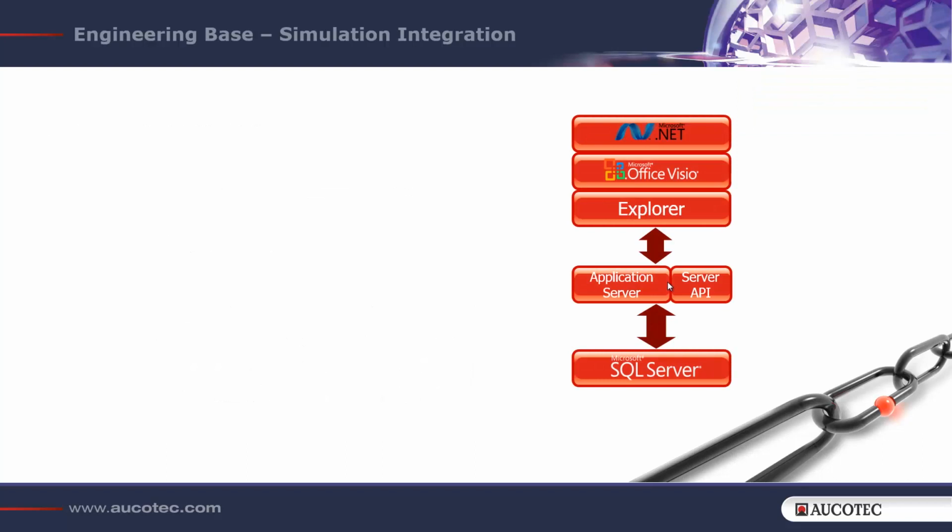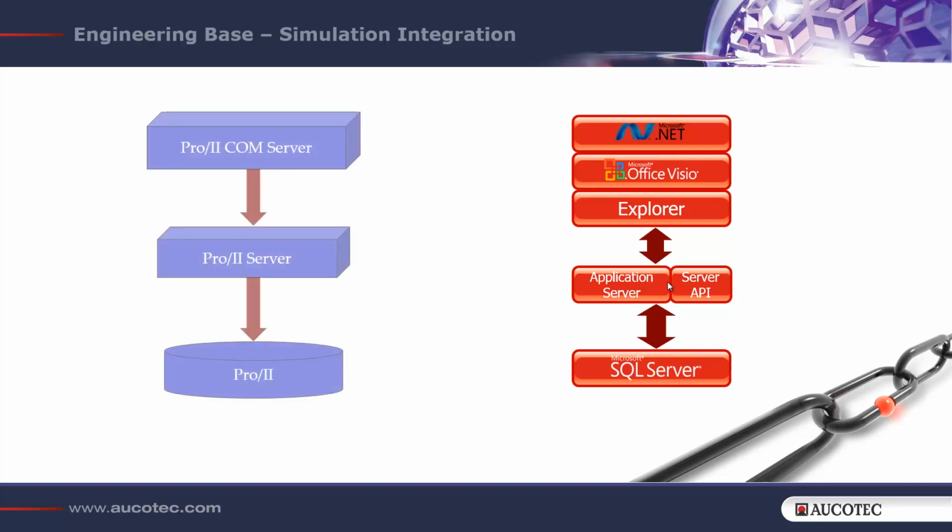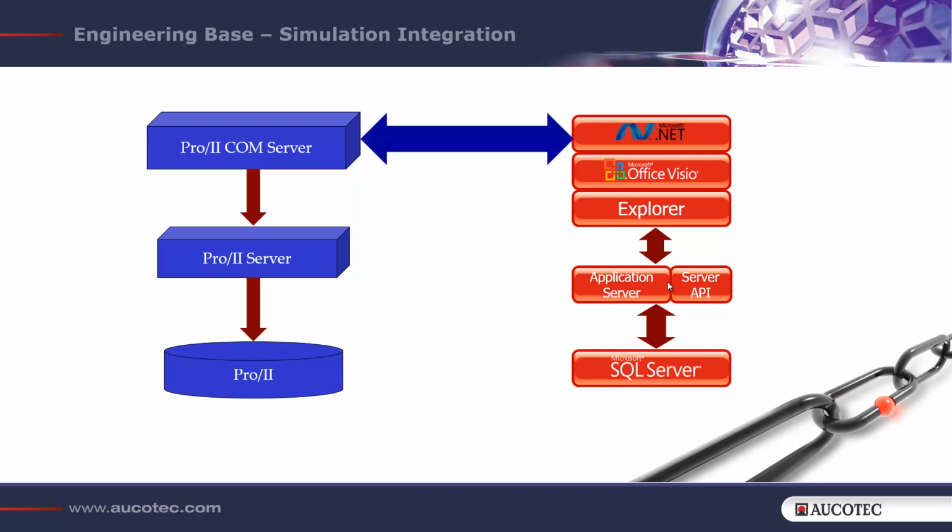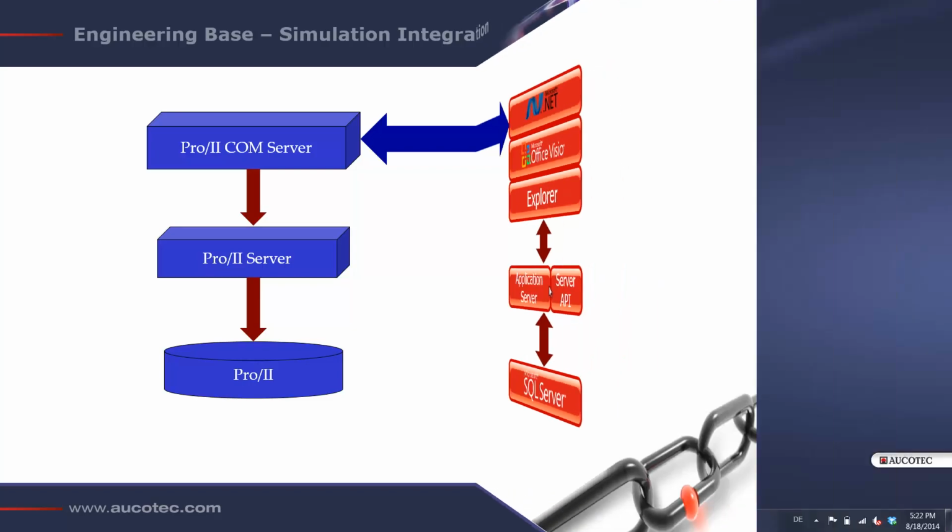So if we consider the architecture of engineering base, at the bottom we have the SQL server, then application server, and then Explorer, Visio, and .NET. On the Proto side, we have the Proto application at the bottom, then Proto server, and then Proto.com server. So the method of integration is between the Proto.com server and .NET layer of engineering base.